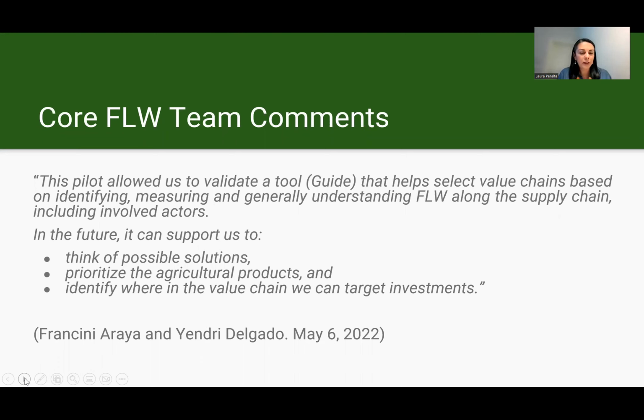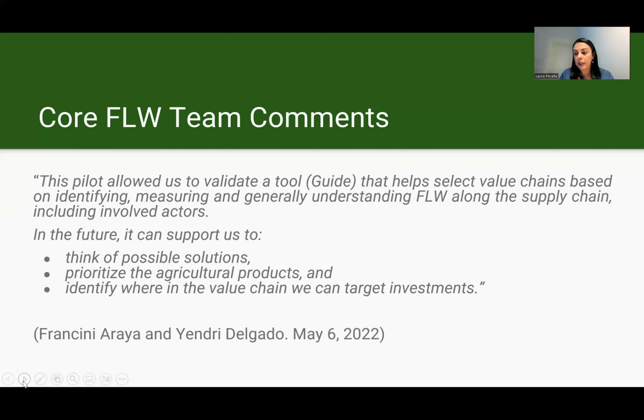Both Yendri and Francini said this pilot allowed them to validate the tool and the guide, and it helped them to select value chains based on identification, measurement, and a better understanding of food losses and waste, so that in the future, they can start thinking of possible solutions, prioritize agricultural products to be studied, and identify better where to invest in food losses and waste reduction efforts.